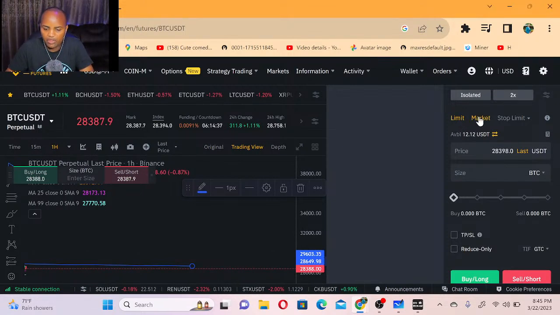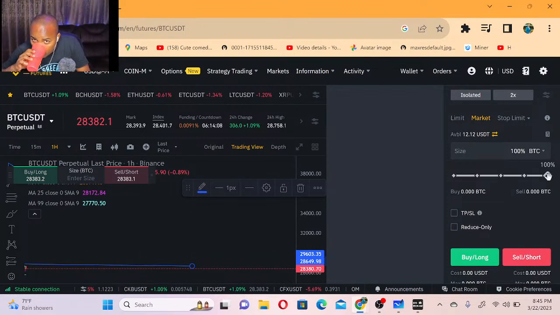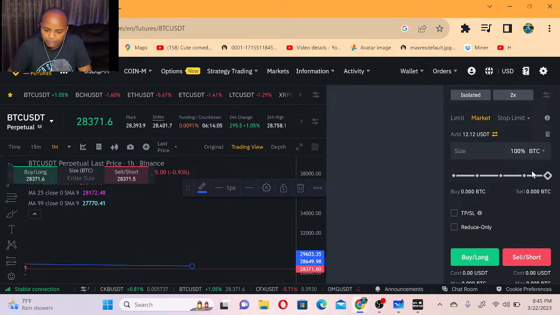So I'm going to buy at the market price. I'm going to click market, and I'm going to adjust this. I want to buy Bitcoin worth 100% of my money. Remember, the minimum you can use over here is 10 USDT. I have placed 100%, so I'm going to be buying Bitcoin worth 100% of my money. That is 12 USDT. I hope you're following this. 12 USDT right here.